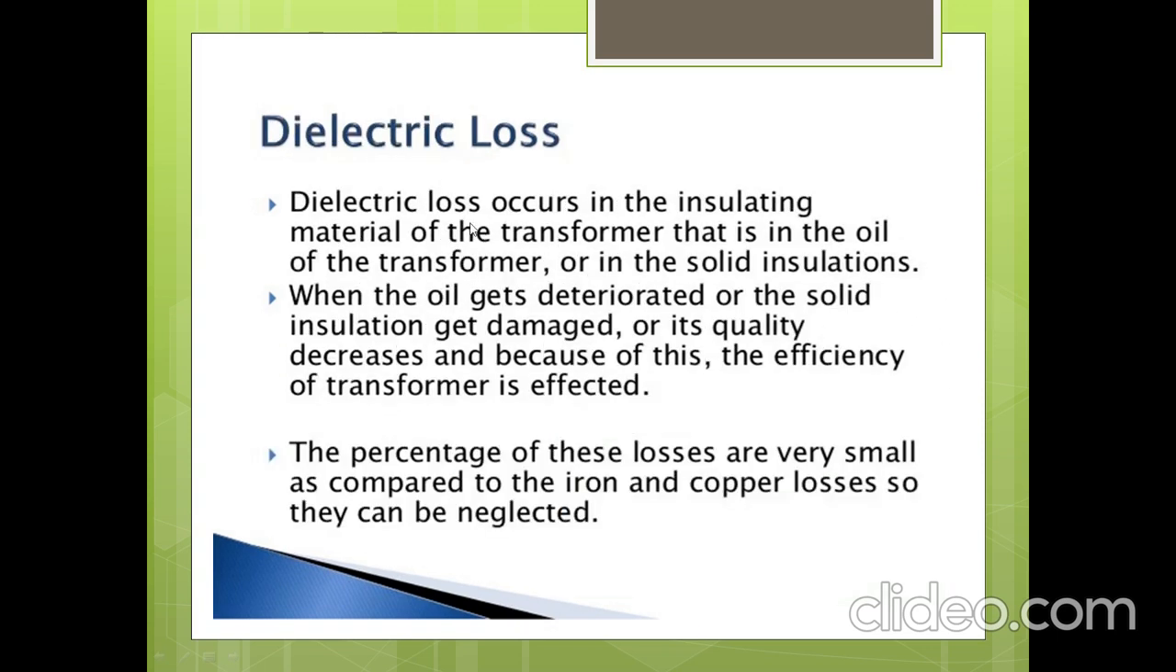Okay, so now we will see dielectric loss. Dielectric loss occurs in the insulating material of the transformer, that is in the oil of the transformer or in the solid insulation. When the oil gets deteriorated or the solid insulation gets damaged or its quality decreases, the efficiency of the transformer is affected. Okay, so the percentage of these losses is very small as compared to the iron and copper losses, so they can be neglected.